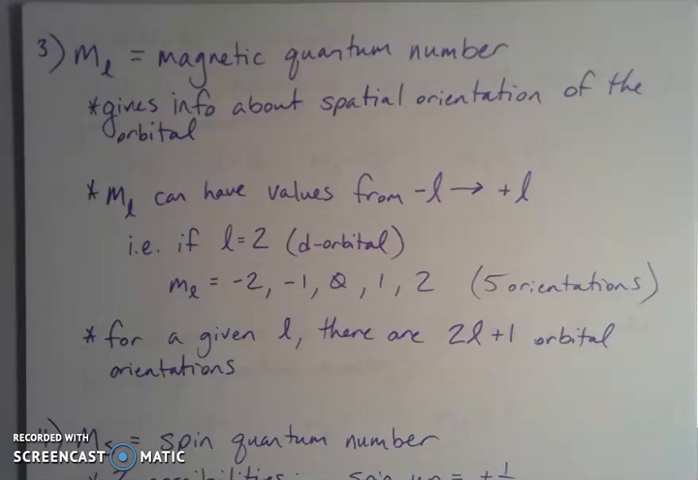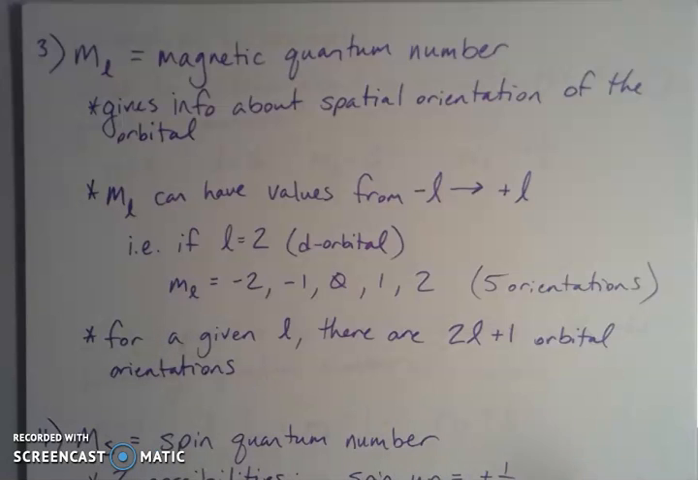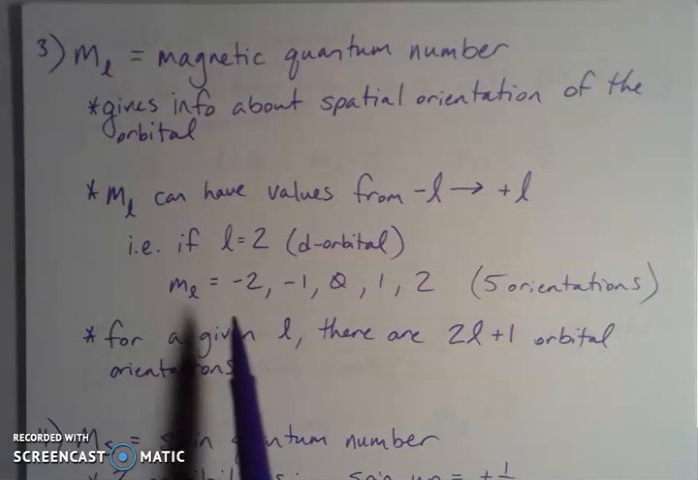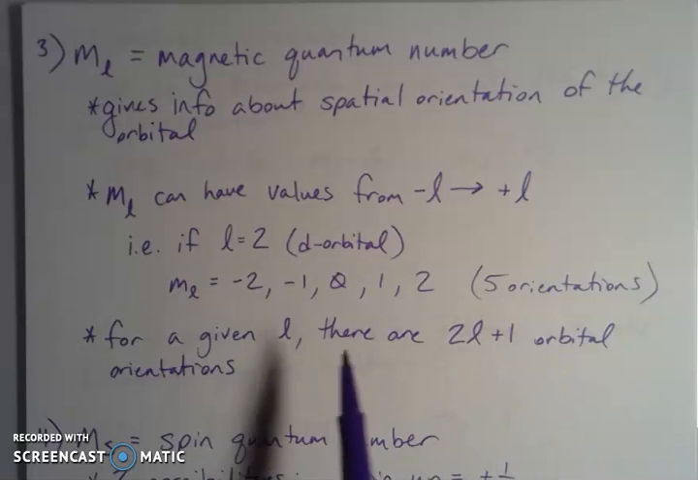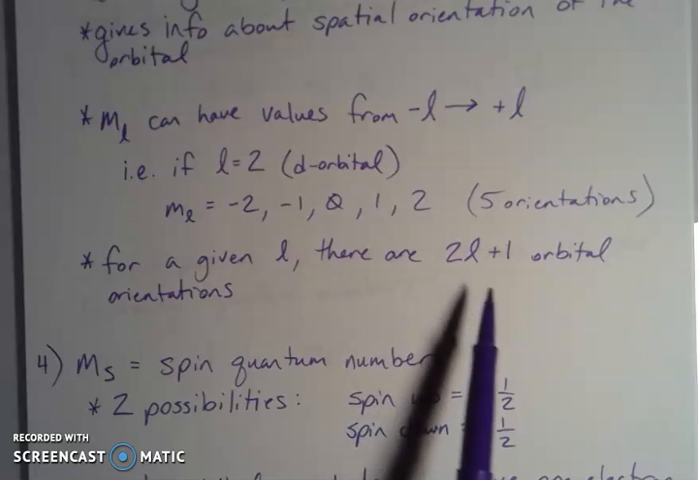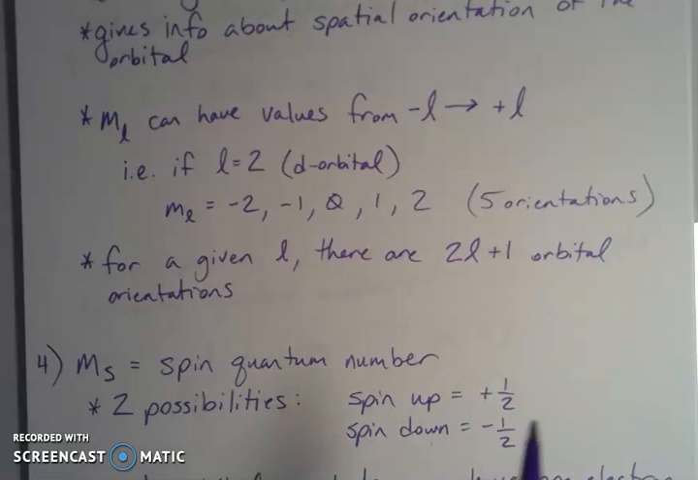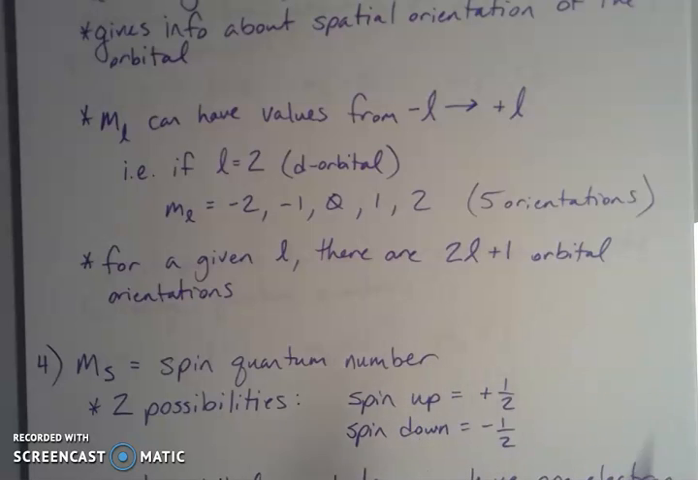Now it's important to note here that these numbers don't have physical meaning. They're just telling you how many of these things exist. There's no such thing as a -2 d orbital, right? It's just one of the orientations. It gives kind of a placeholder to tell you how many different spatial orientations there are for that particular type of orbital. So for a given L, the pattern is that there are 2L plus 1 orbital orientations. So if L is equal to 0, 2L plus 1 means that there's one orientation. That would be an s orbital. It's a sphere. A sphere is always a sphere, so it just has the one orientation.